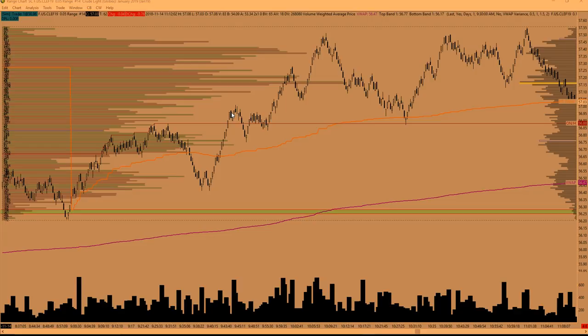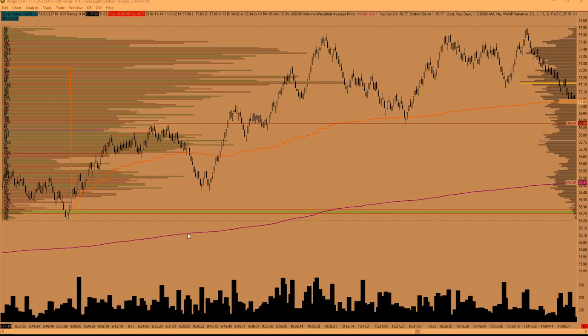What you see in front of you now is a 5-tick range chart of the US crude oil January futures contract. And this orange line right here is the pit session VWAP. This starts calculating at 9 a.m. Eastern and concludes calculations at 2:30 p.m.